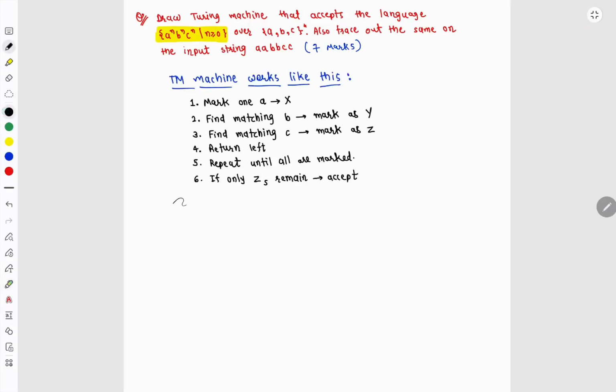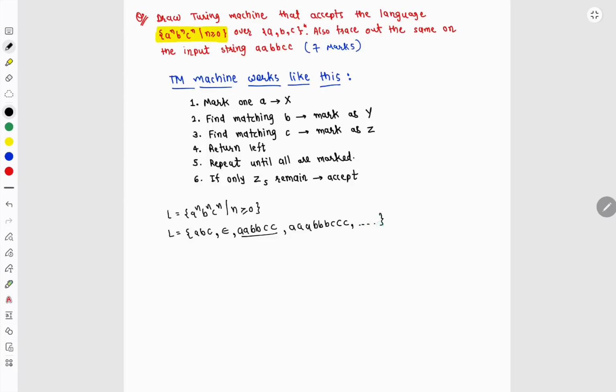Suppose the given language is L = a^n b^n c^n, where n is greater than or equal to 0. There are many strings which this language will accept. Suppose abc, or epsilon, because n is equal to 0, so the null string will also be accepted by this language. Double a, double b, double c: this string is given in this example, and for this string we need to trace out the Turing machine. Triple a, triple b, triple c, like this many strings will be accepted by this language.